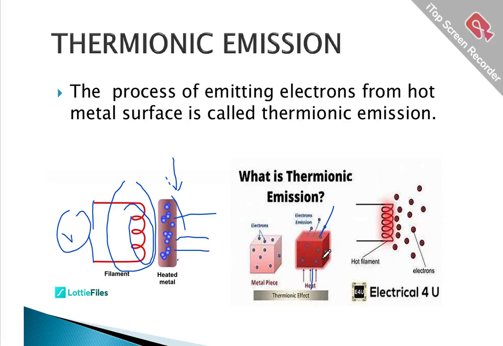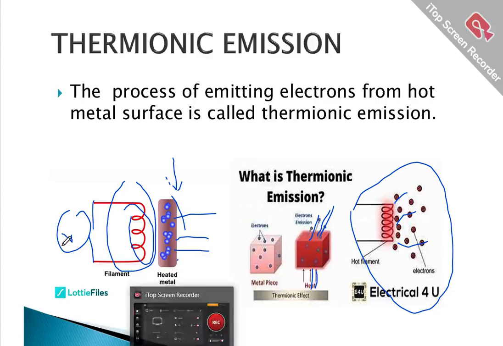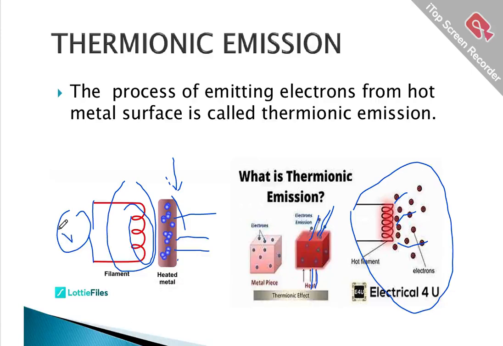Another diagram here representing thermionic emission shows that heat is supplied to this metal and electrons are emitting from the surface of the metal. This process can be visualized in this diagram. When this filament is heated up, then electrons will emit from the surface of the filament in this way. So all about thermionic emission is that the process of emitting electrons from the hot metal surface is called thermionic emission. This is all about thermionic emission.